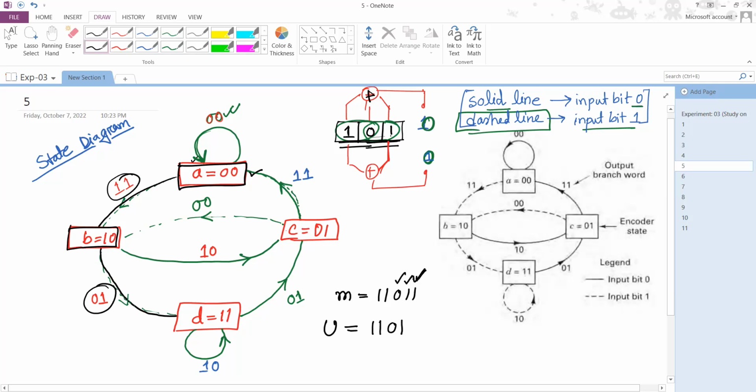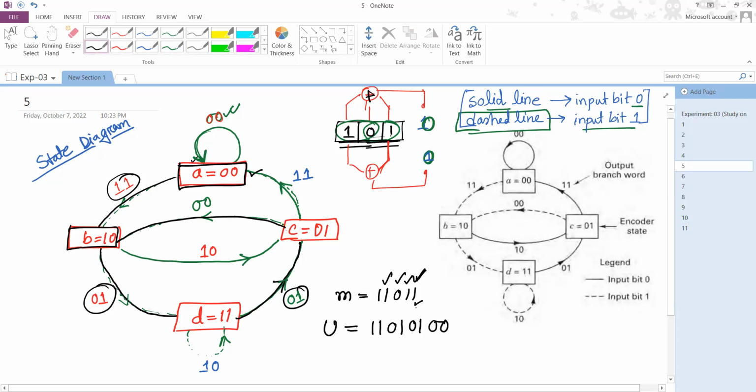Then comes 0 input. So for the 0 input, we have to follow the solid line, right? So here from D position, okay, I may have made a mistake there, so it should be dotted line. Okay, so from D position, if I follow the solid line, then it will go to this position and the output will be 0 1. And again for 1, we'll follow the dashed line, which is this one. That means output will be 0 0.